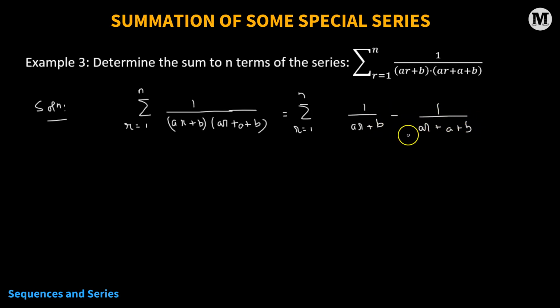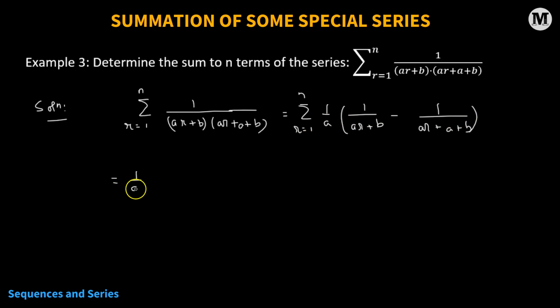And from it, subtract 1 over ar plus a plus b. Now when we combine both of them, we'll see that there will be an extra term in the numerator, which is going to be a. So we have to get rid of that numerator because it only has to be 1. We are going to multiply throughout with 1 over a.